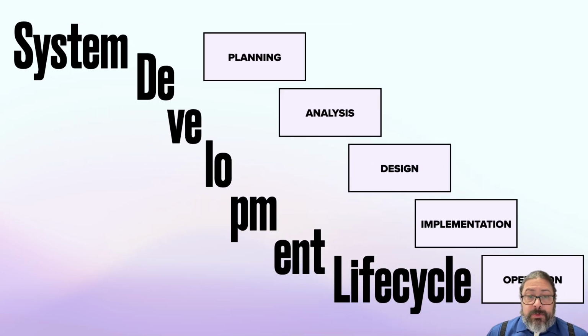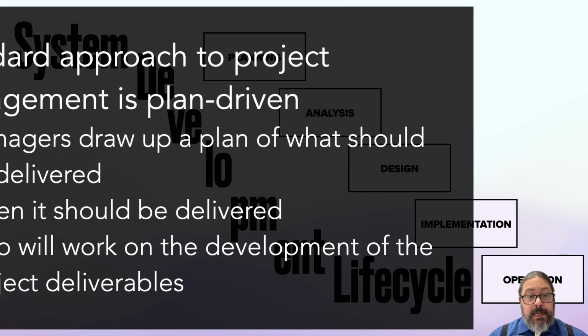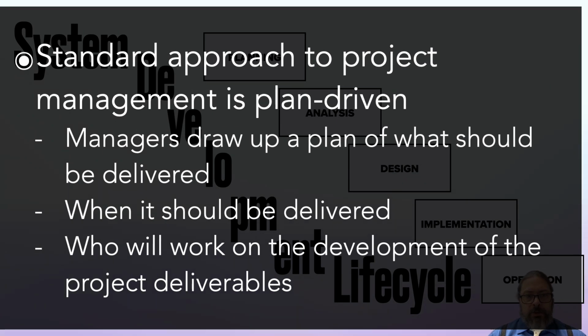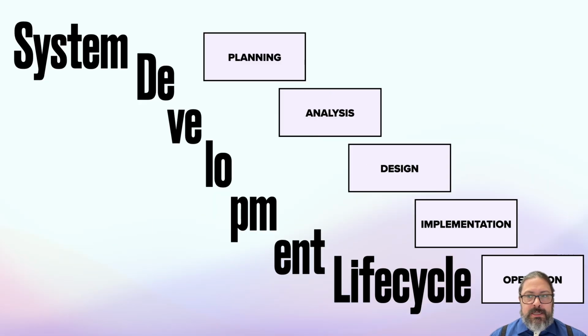Now, there's different ways in which these phases can unfold. The first being this sort of step-by-step process of going through each phase one at a time. And this is really a kind of standard approach to managing a project, that it's plan-driven. A management department or a particular manager draws up a plan as to what exactly we're going to be doing, when it has to be done by, and who's going to have which role and who is going to share which responsibilities across the development of this information system.